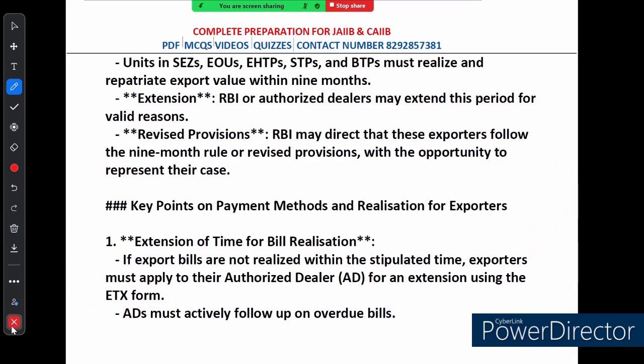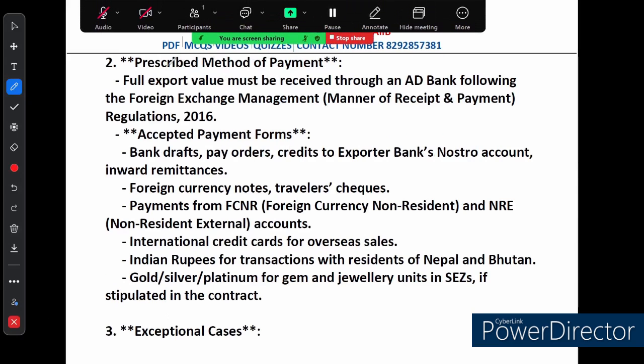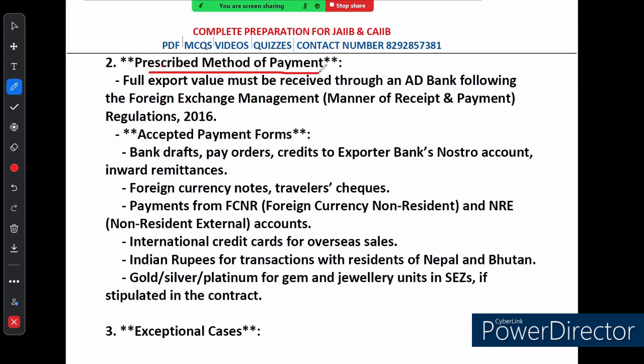And now the next thing is the accepted payment methods for exporters, that is the prescribed methods for payment. First thing first, now let's move on to the different ways you can receive payment as an exporter. According to the Foreign Exchange Management Act, Regulations 2016, that is manner of receipt and payment, you can receive your payment through different methods. First, bank draft, pay order, credit to the exporter's bank nostro account, inward remittance. These are commonly used methods to transfer funds internationally.